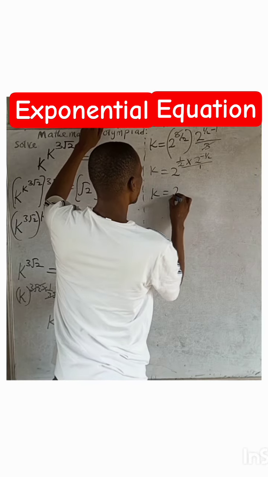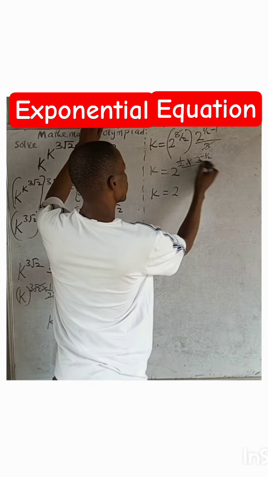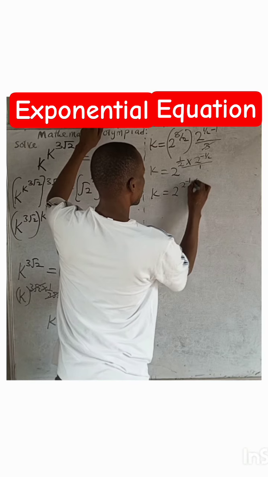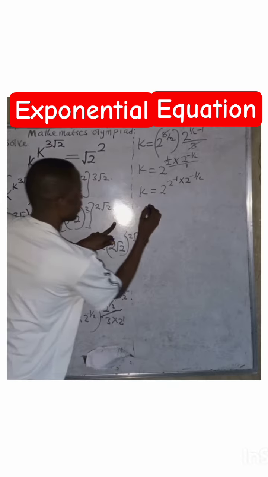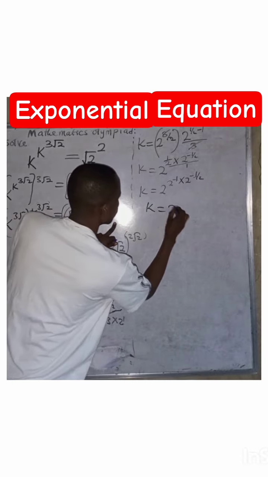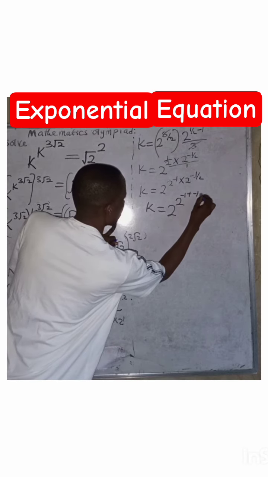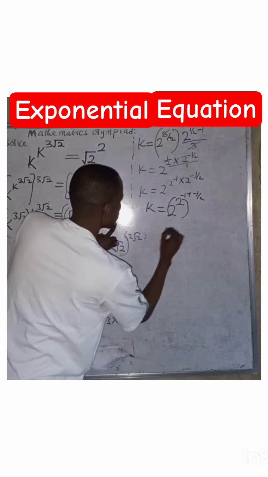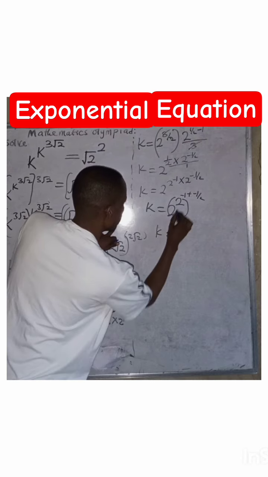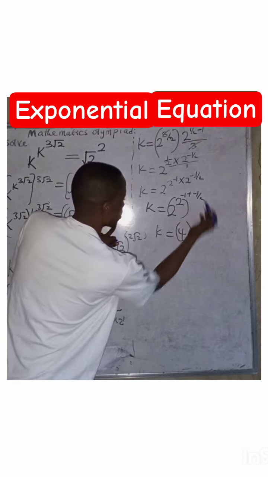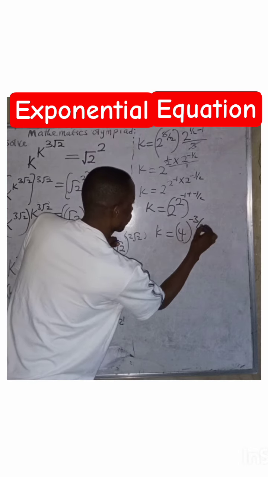This one is going to give us 2 raised to power half. This half can become 2 raised to power minus 1. And 2 raised to power minus 4 here. k will be equal to 2 raised to power 2 raised to power minus 1 plus minus half, which makes this k raised to power, this one will give us 4 raised to power minus 1 plus minus half, which gives minus 3 all over 2.